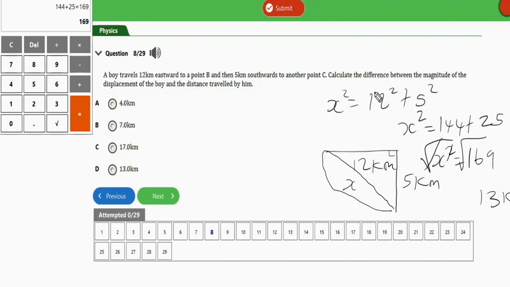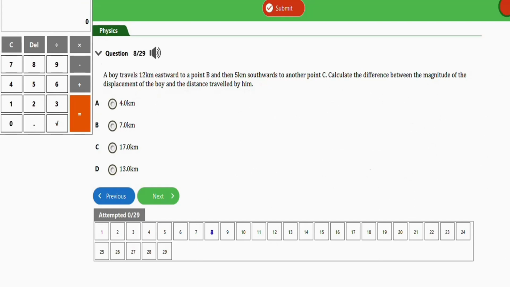But remember, the question says calculate the difference between the magnitude of displacement of the boy and the distance traveled by him. So let's get the total distance. The total distance will be this 12 kilometers plus 5 kilometers. That will give you 17 kilometers. So it will be 17 kilometers minus this magnitude of displacement, which is 13 kilometers. When you do the maths, you are going to get 4 kilometers. So the correct option in this question is option A, which is 4 kilometers. Alright, so that's it for this question. Let's wipe this now and look at the next question.